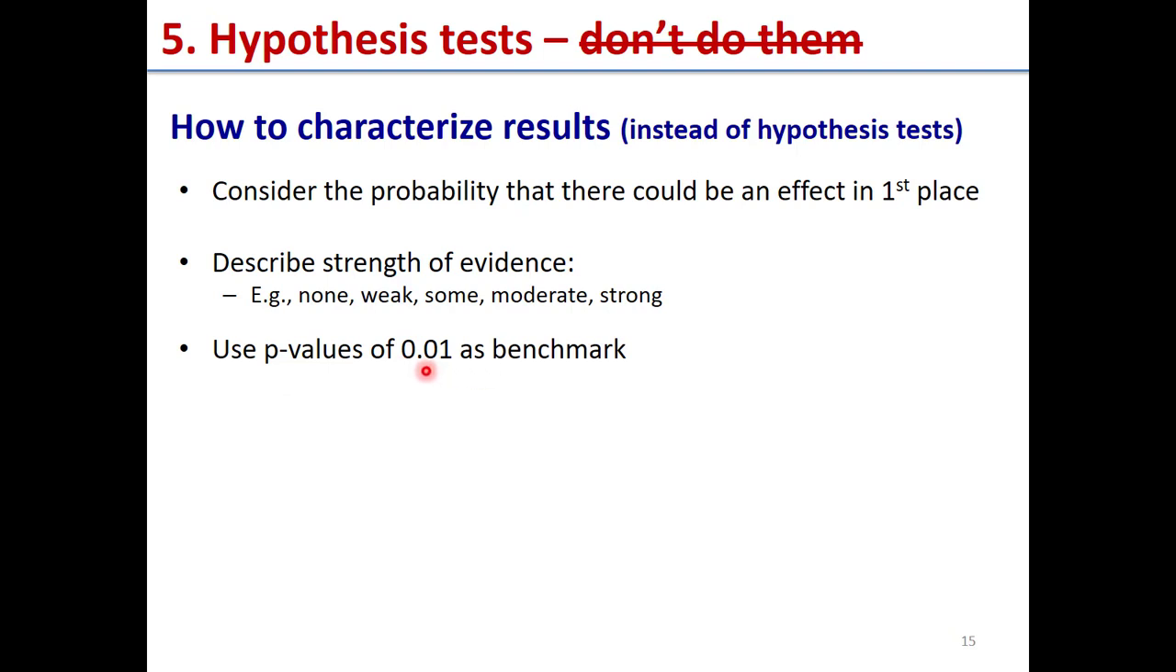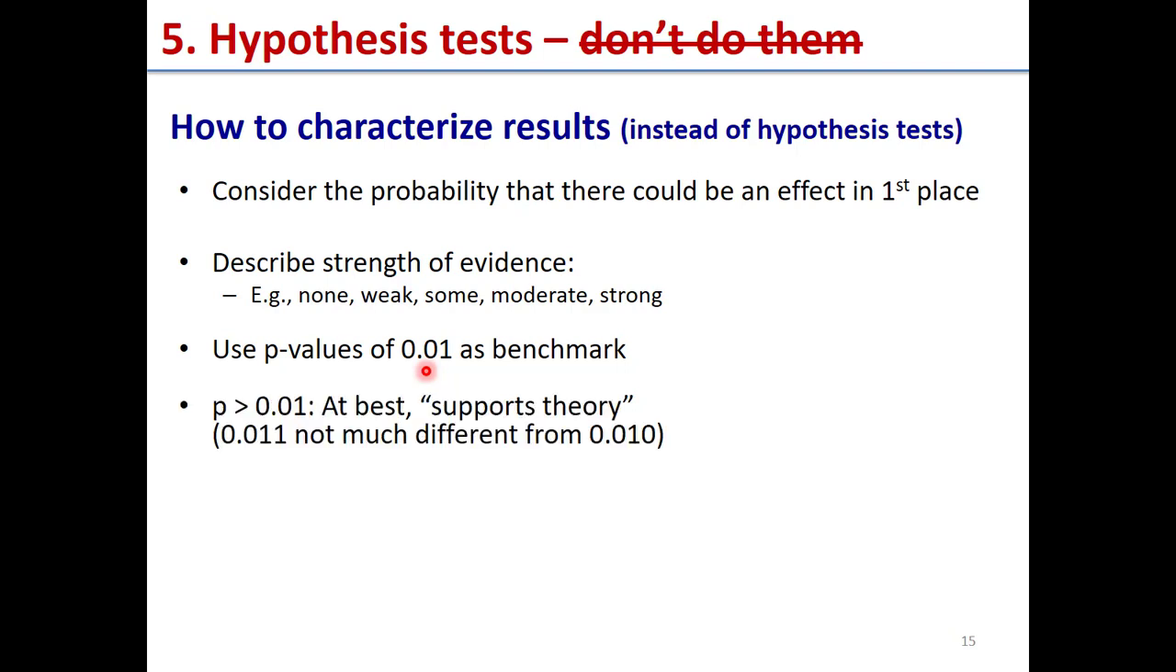0.01 should be the benchmark, but still, even on long shots, you want to say, hey, this isn't necessarily that strong evidence if you do get something at 0.01. Anything above 0.01, well, it's hard to say that it's strong evidence. Maybe supports theory. But that said, if you get 0.011, that is pretty much the same as 0.01. That's just a little statistical anomaly for the difference.